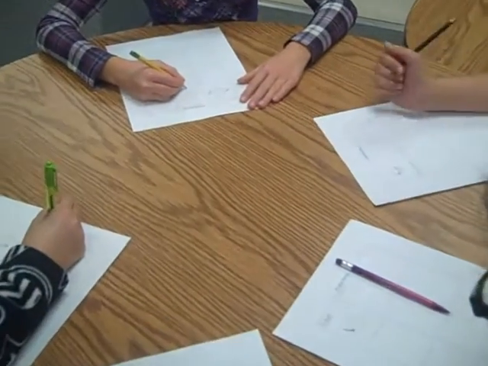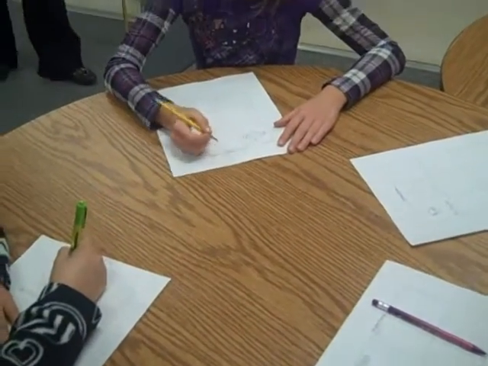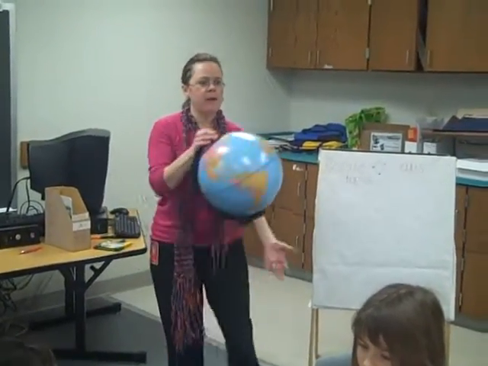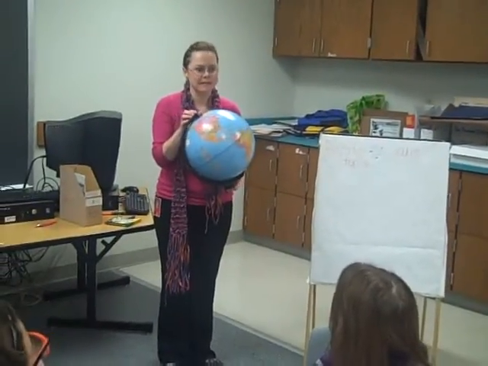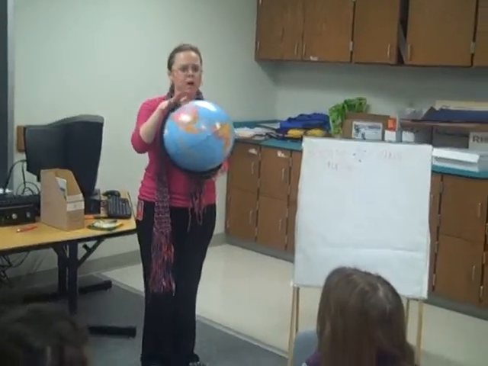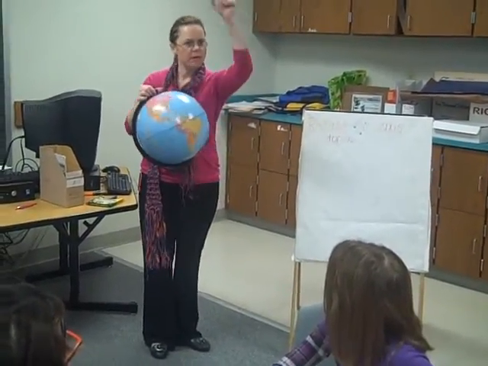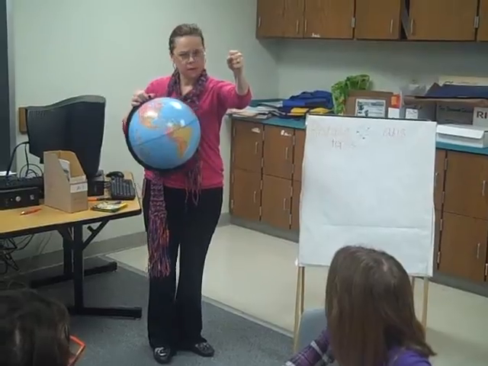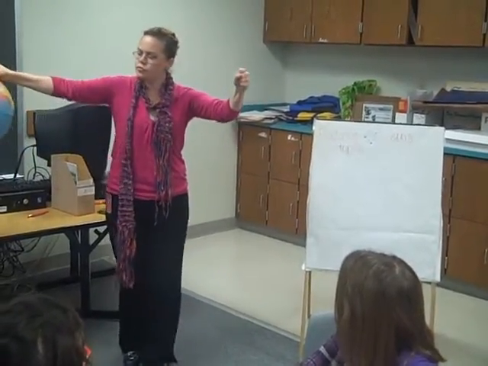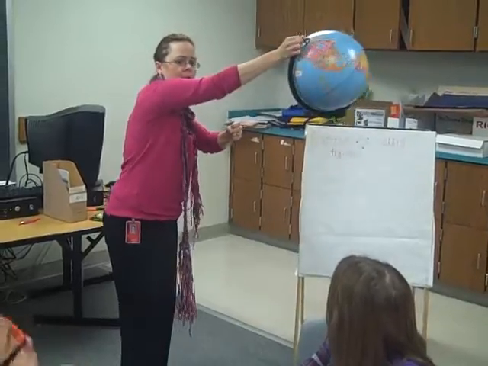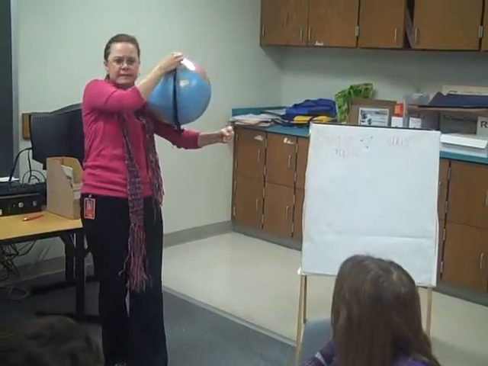Okay. The second really big word that we need to know is revolve. Can everybody say revolve? Revolve. Okay, revolve is why we have seasons. Our earth revolves around the sun. So if my hand is the sun, then the earth goes all the way around in an orbit. Okay, and it's why we have seasons.